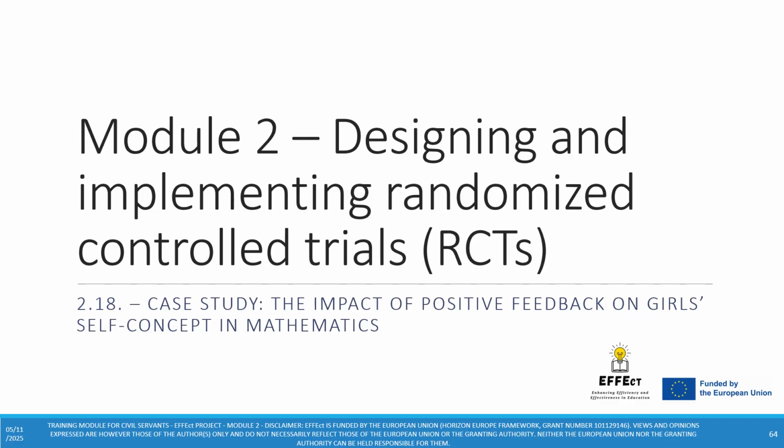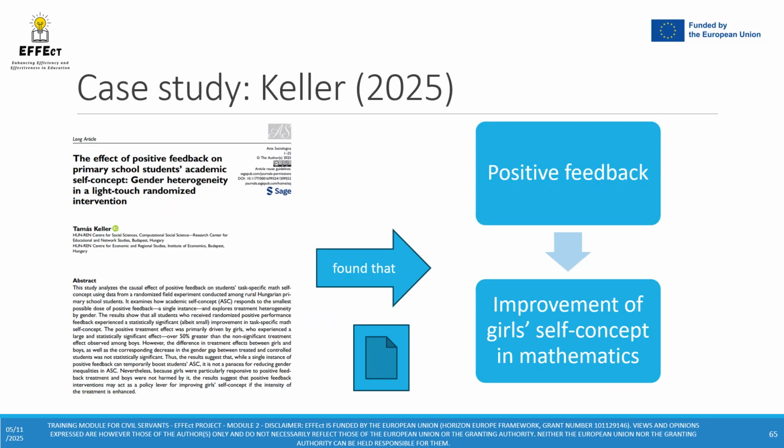Dear participants, welcome to submodule 2.18, in which we'll do a small case study on the impact of positive feedback on girls' self-concept in mathematics. This case study will be based on the article The Effect of Positive Feedback on Primary School Students' Academic Self-Concept, Gender Heterogeneity in a Light Touch Randomized Intervention by Tamas Keller, who found that positive feedback leads to an improvement of girls' self-concept in mathematics.